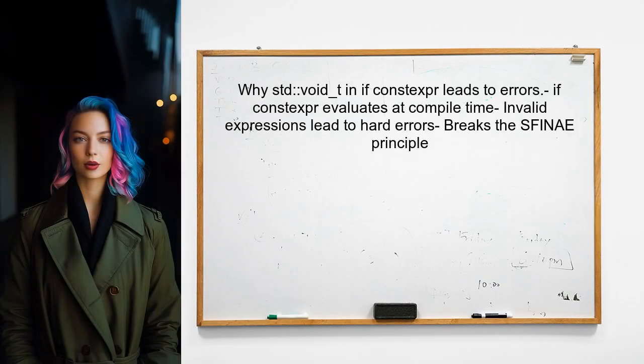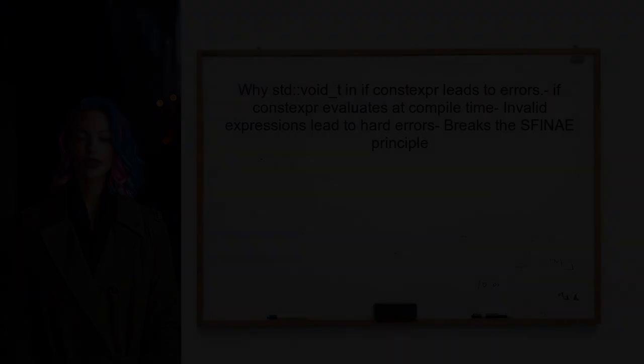When the user tries to use std::void_t in the if constexpr statement, it changes the context of SFINAE. The if constexpr statement evaluates at compile time, and if the expression is invalid, it leads to a hard error instead of a graceful failure.